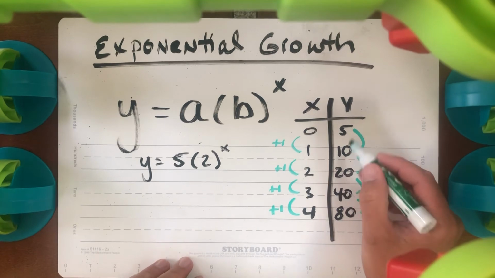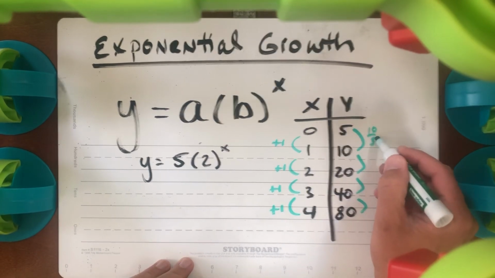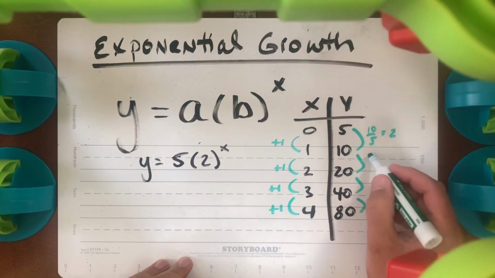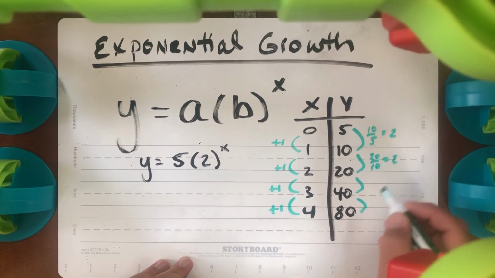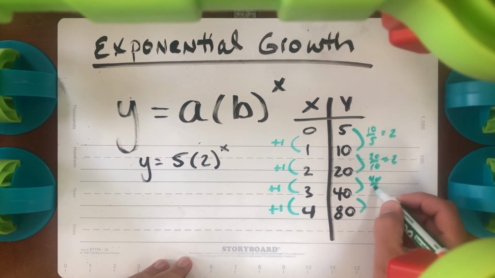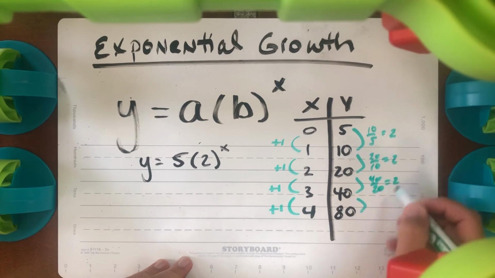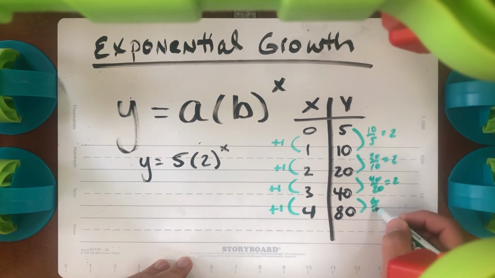So take the second number and divide it by the first. 10 divided by 5, that's 2. 20 divided by 10, that's 2. 40 divided by 20, that's 2. And 80 divided by 40, that's 2.